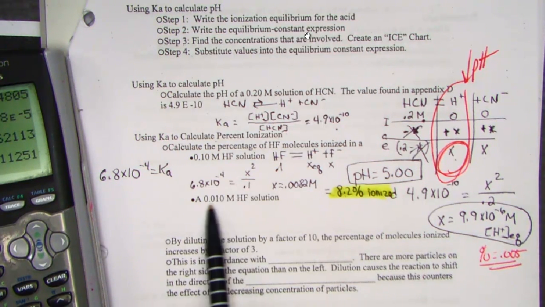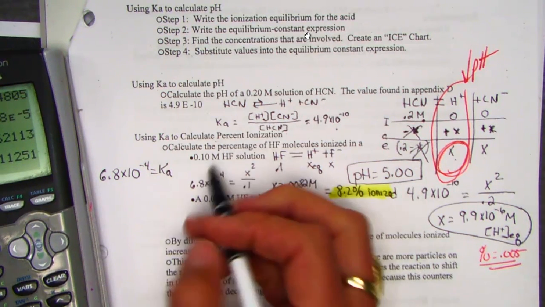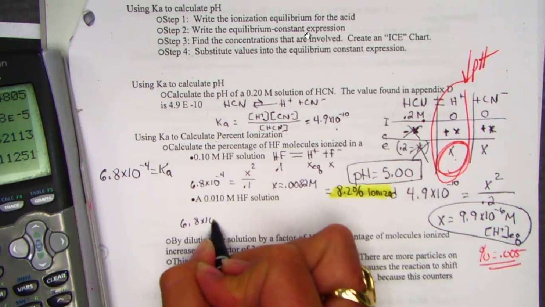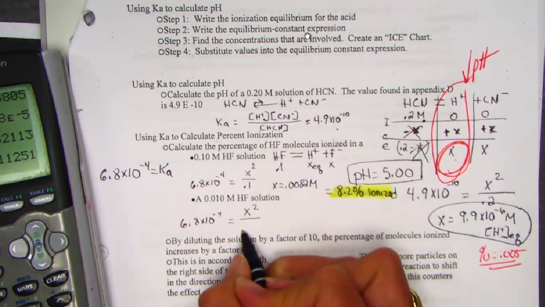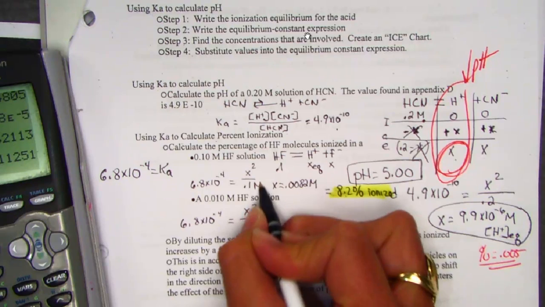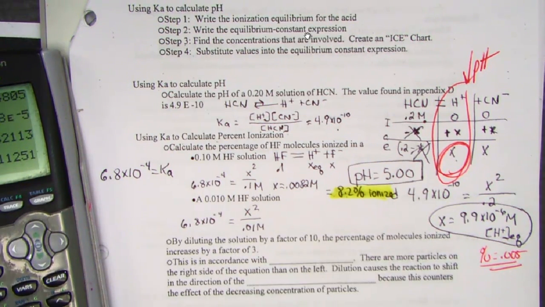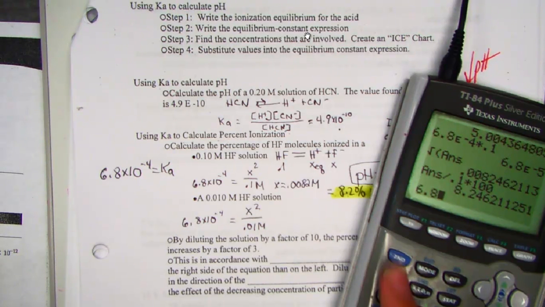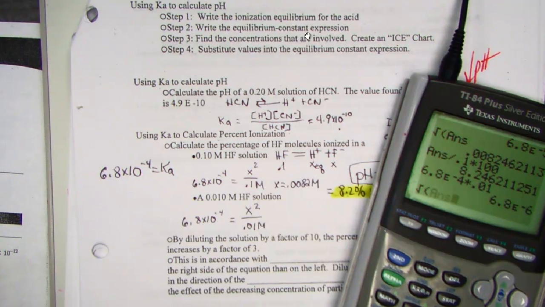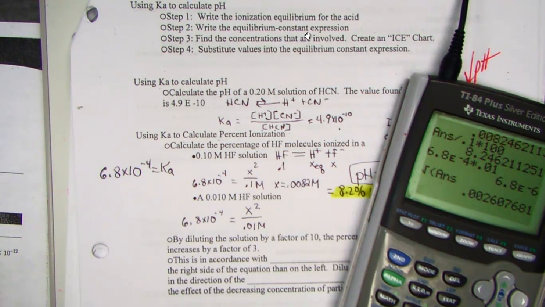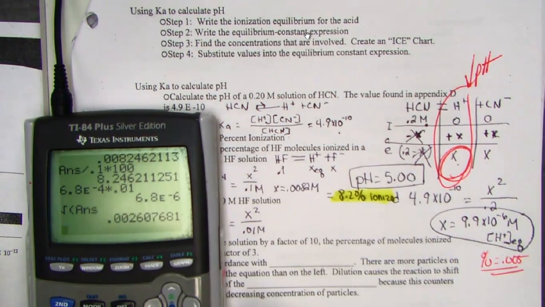Let's see what happens with the same acid, but we dilute it. We're going to dilute it from 0.1 to 0.01. So we're diluting it by a factor of 10. Same Ka constant, 6.8 times 10 to the negative fourth. But instead of a 0.1 solution, we've diluted it to a 0.01 molar solution. And what happens to that value? So let's hit for this. We have Ka of 6.8 E negative 4 times 0.01 is x squared. So I square root my answer. And now I'm seeing 0.0026.